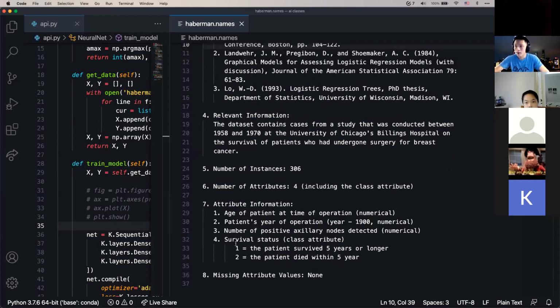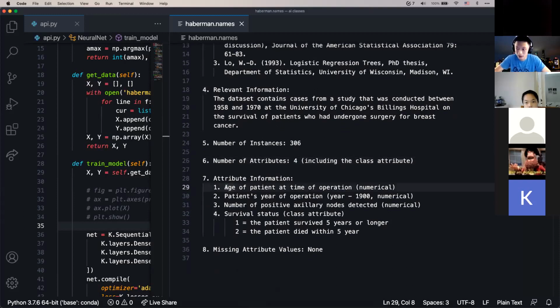This data set, I intentionally picked one that's very simple so that we can actually look through all the data points. But in reality, I think we need more than four features to really determine this. But, you know, alas, we only have four in this data set. So let's look.